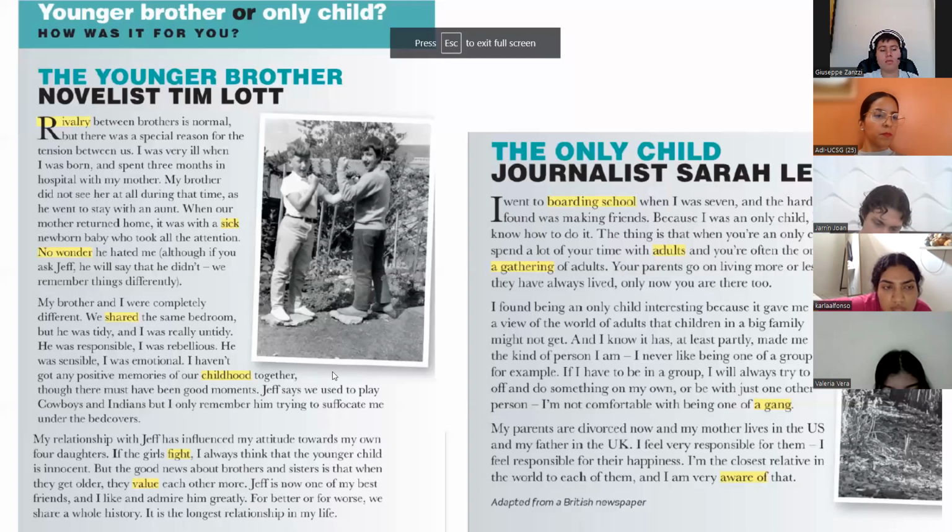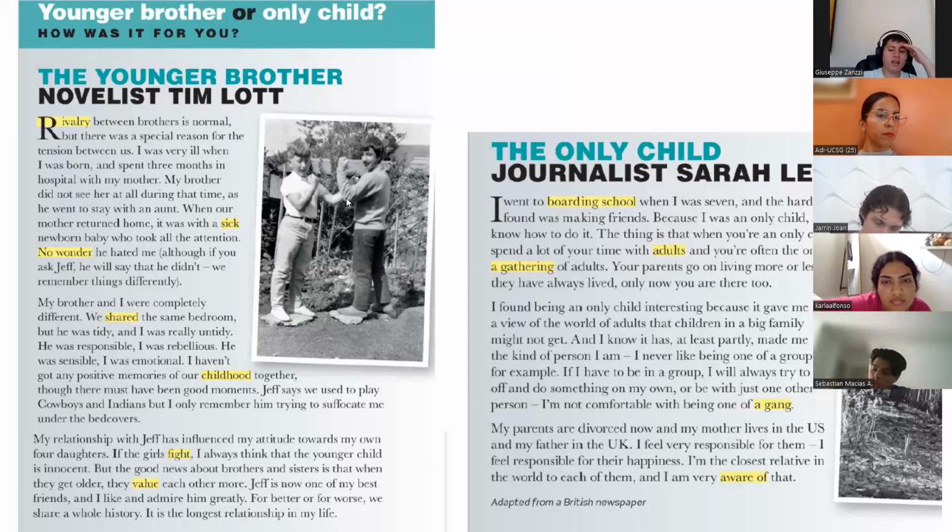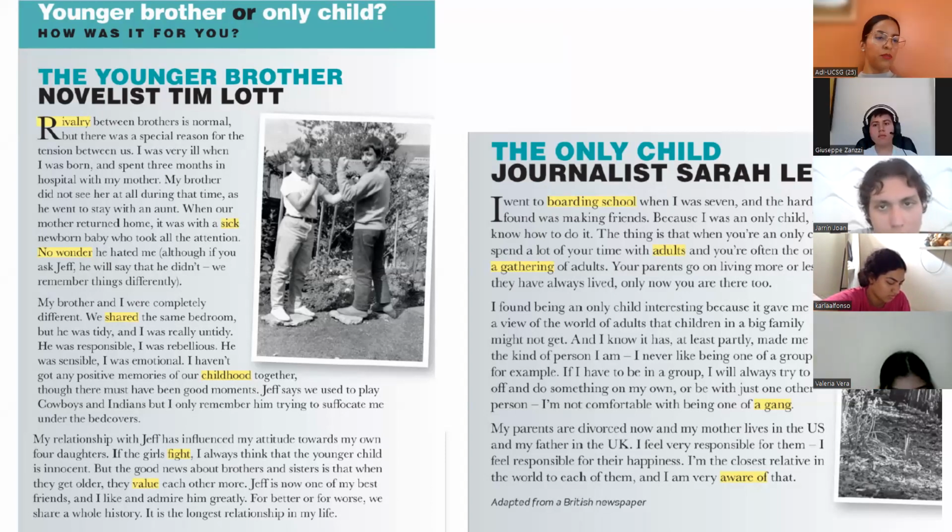Yes, Josep? The brother that is telling the story is the brother that was rebellious and untidy, and the other one, Jeff, was the responsible and tidy one. Jeff, that was his name, Jeff. Jeff was untidy and irresponsible.